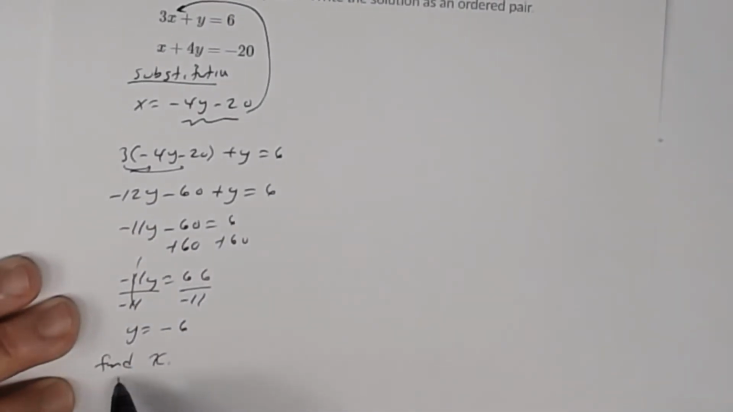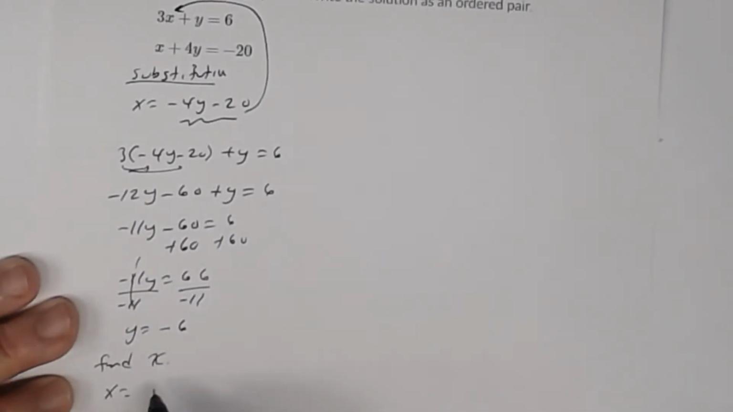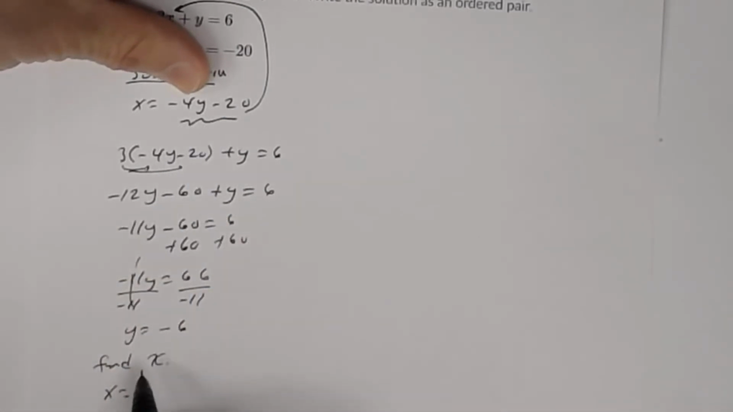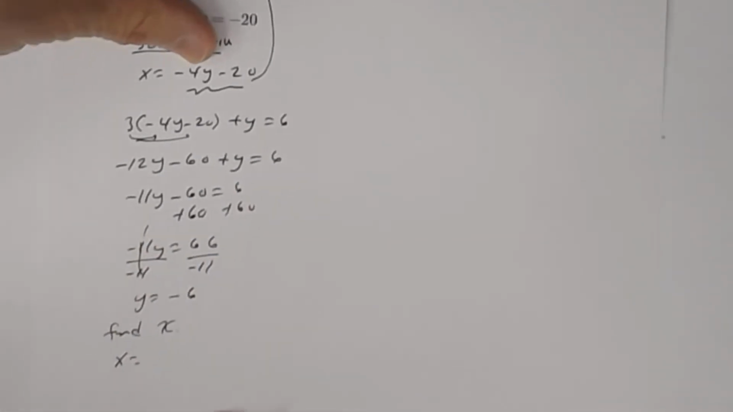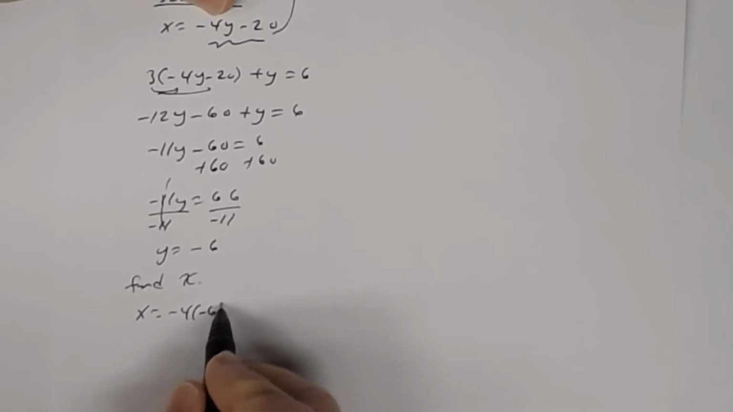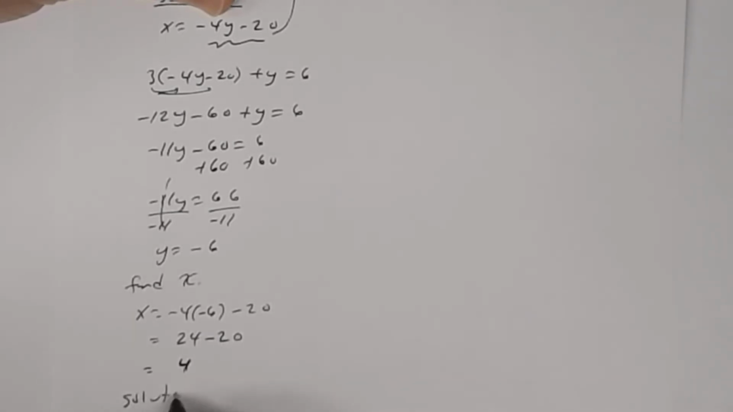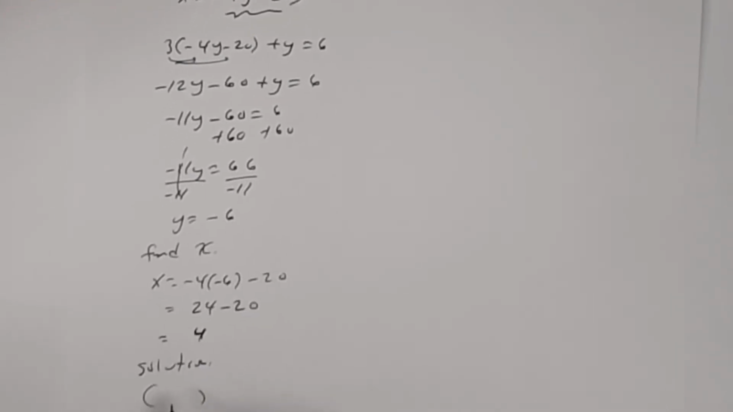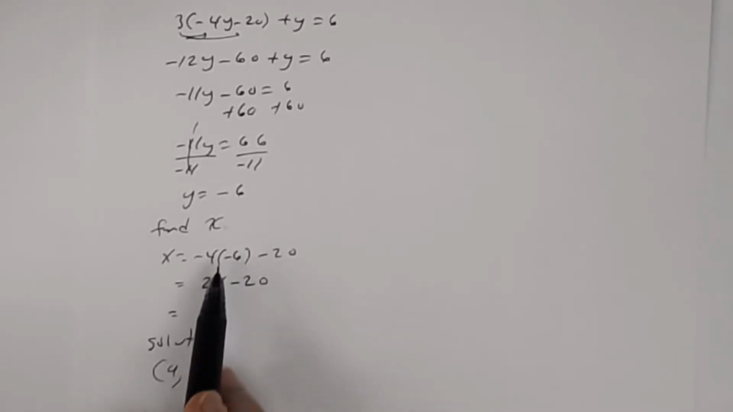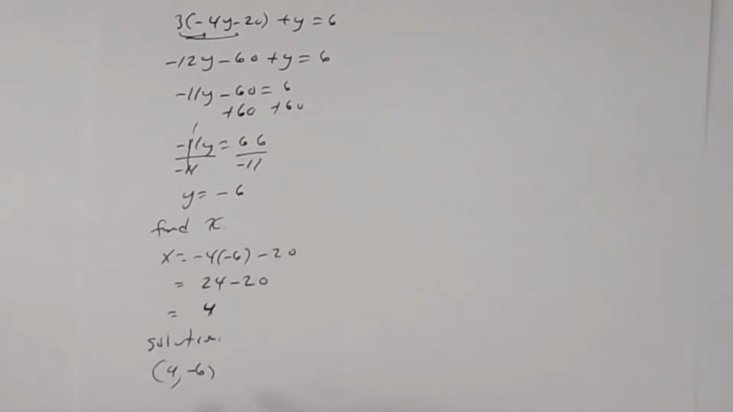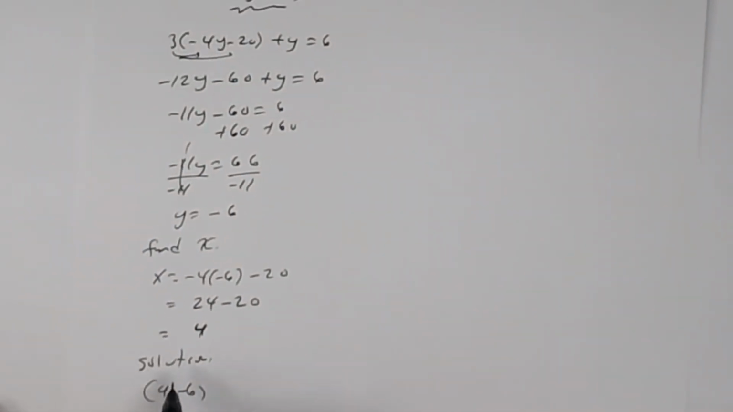So to find x, you know that x equals negative 4y minus 20, and we just found y, which is negative 6. So this becomes negative 4 times negative 6 minus 20. Negative 4 times negative 6 is a positive 24. 24 minus 20 is 4. And so your solution as an ordered pair will be x, which is 4, and then y, which is negative 6. Okay? And you can always go back and check in the original problem.